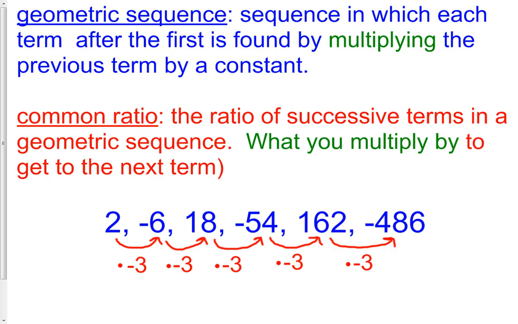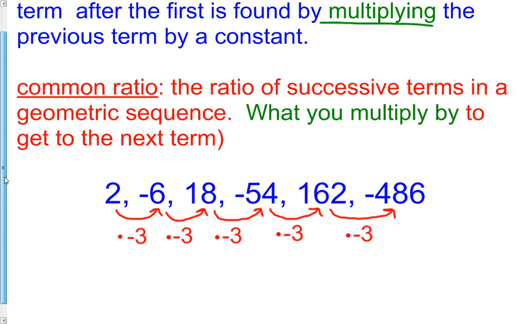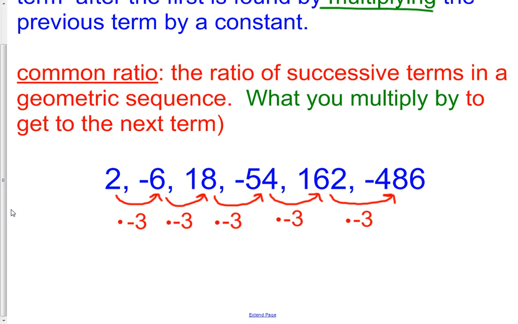It's a sequence in which each term after the first is found by multiplying the previous term by a certain number, that number being a constant. That number in arithmetic was called the common difference. In geometric it's called the common ratio. It's the ratio of successive terms in a geometric sequence. So it's the number that you multiply by to get to the next term, in layman's terms.